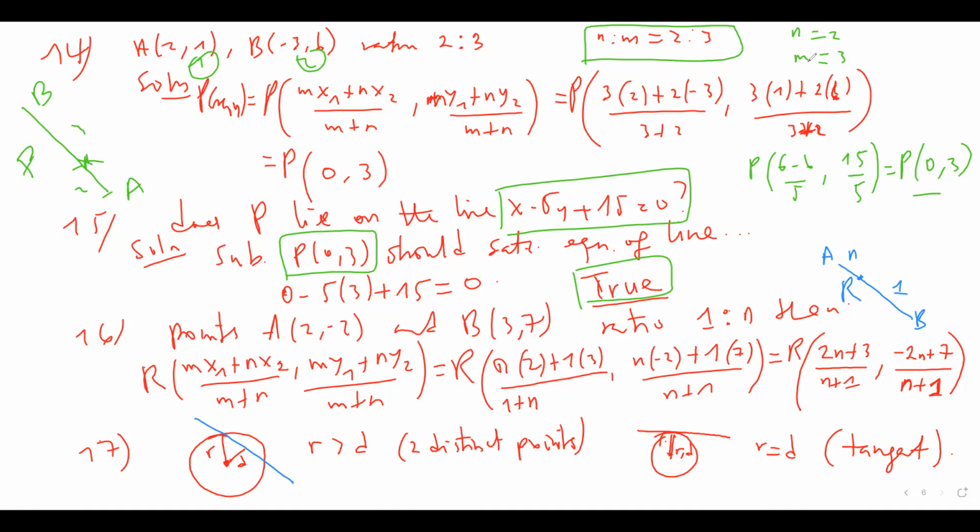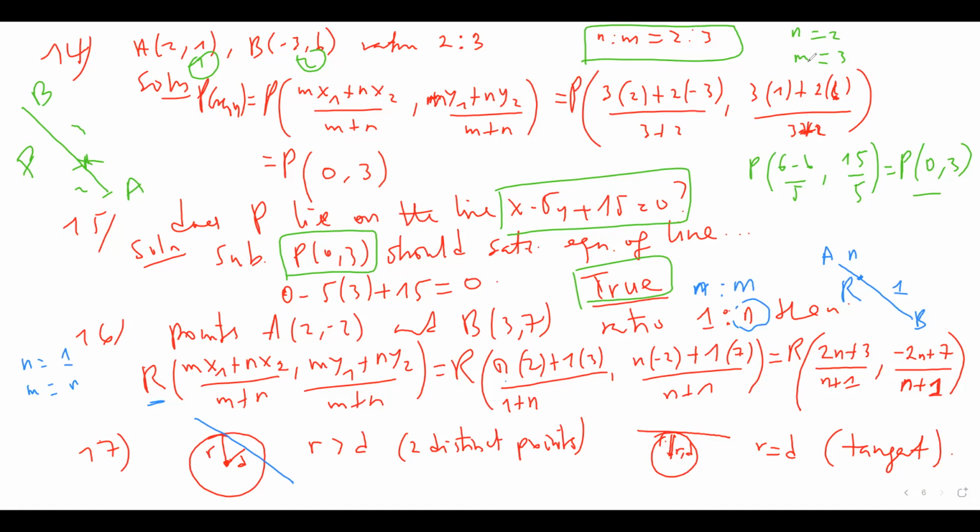And yes, again, we use the same formula. And here you see your ratio now. n is 1 and m is n, right? So n is 1 and m is n. Don't be confused, it's just representation. So now you have the point R: mx1 plus nx2 over m plus n, my1 plus ny2 over m plus n. We know m, right? M here is n, so we can substitute it there.